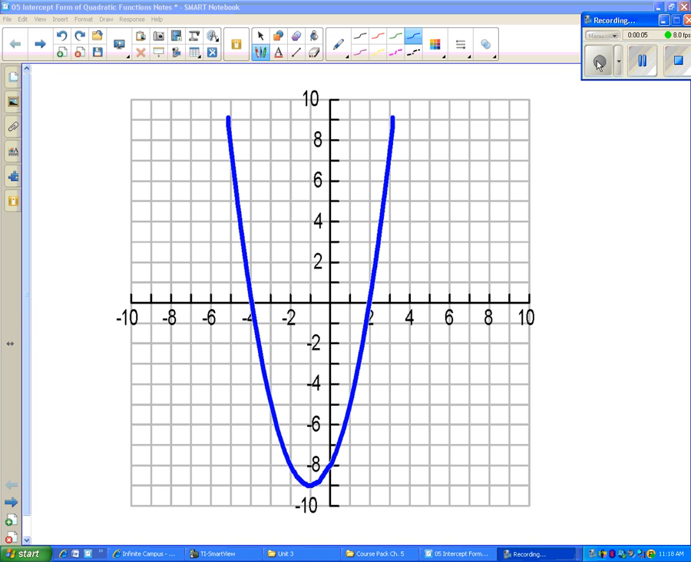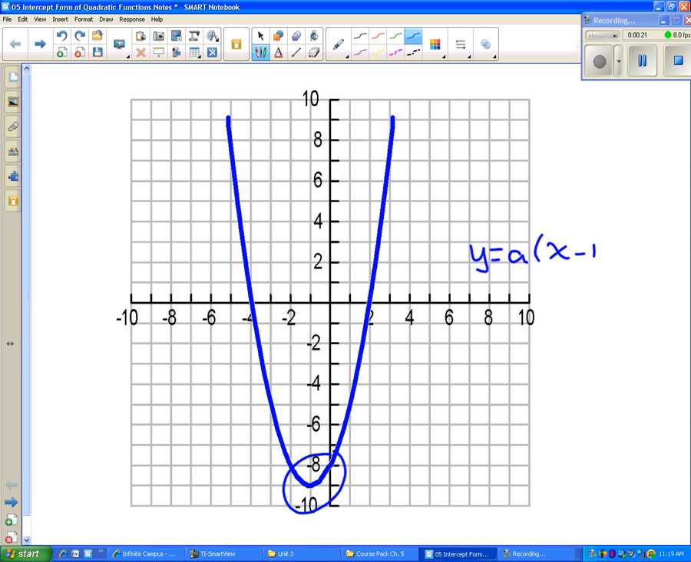So we've been graphing quadratic equations. We first started with absolute value functions. Now we're doing quadratic functions. We graphed what's called the vertex form, where I find the vertex and I have the equation y is equal to a times (x minus h) quantity squared plus k, where h and k are the coordinates of my vertex.